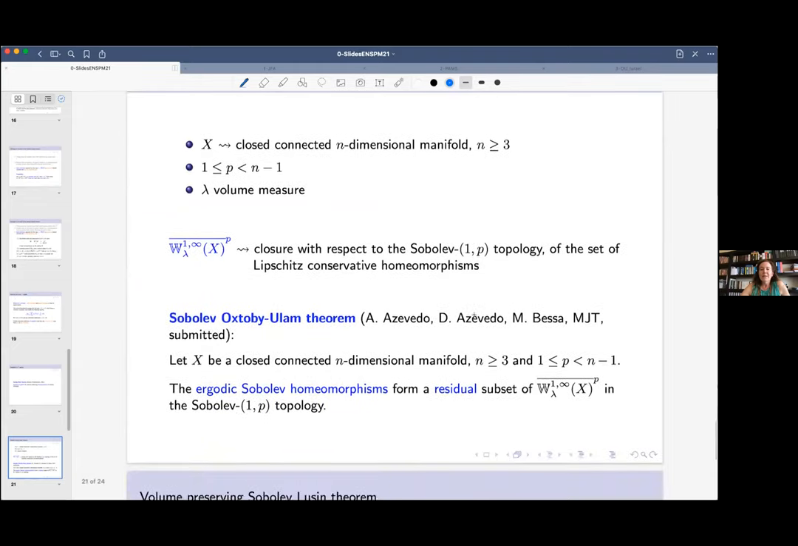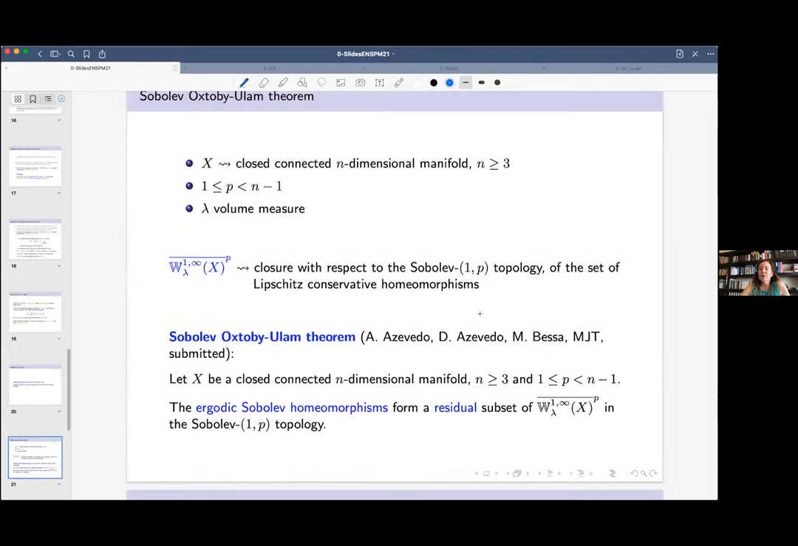And what we have recently proved is the Sobolev version of the Oxtoby-Ulam theorem. We did this in a particular Sobolev setting in which we have n bigger than 2 and p smaller than n minus 1. We consider the space, the closure with respect to the Sobolev W^{1,p} topology of the set of Lipschitz conservative homeomorphisms. Indeed, this is the space already considered by Erdős and Tresser in their works about the genericity of infinite topological entropy. And we have proved that generically ergodicity is generic among Sobolev homeomorphisms.